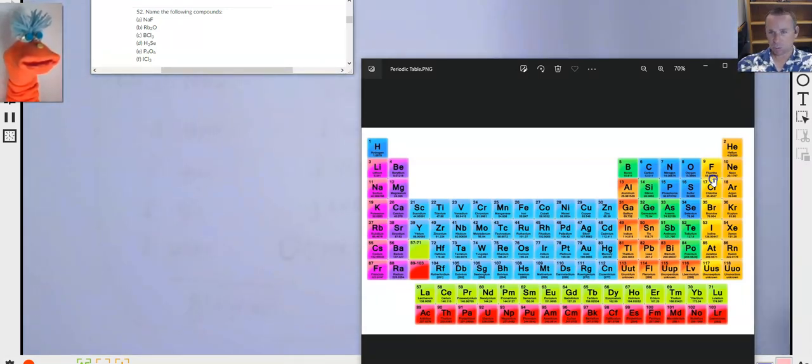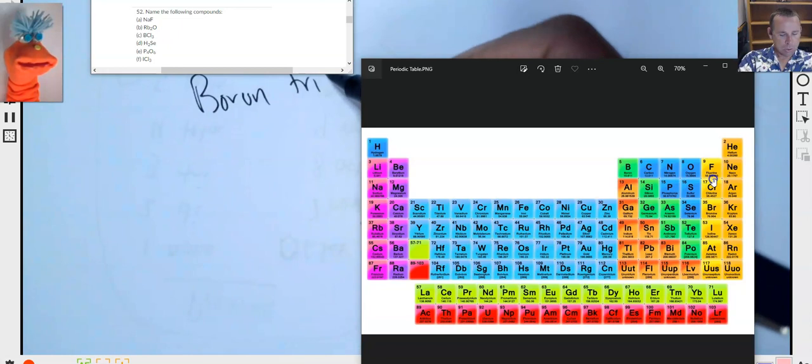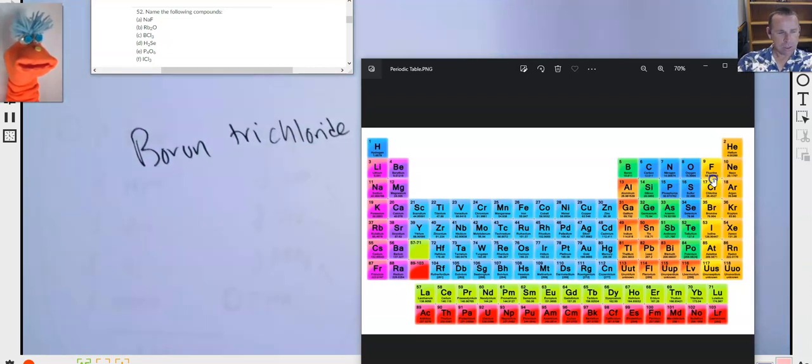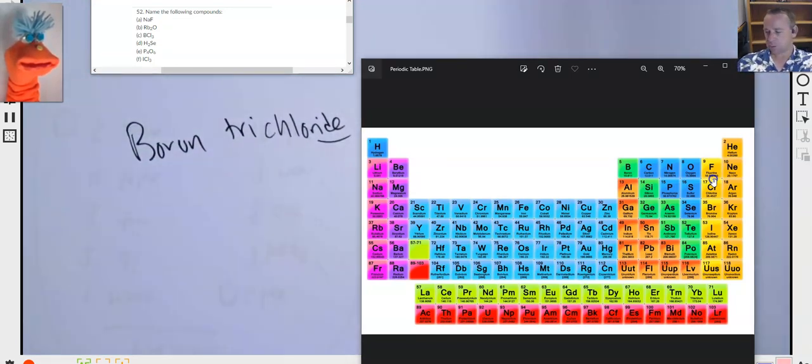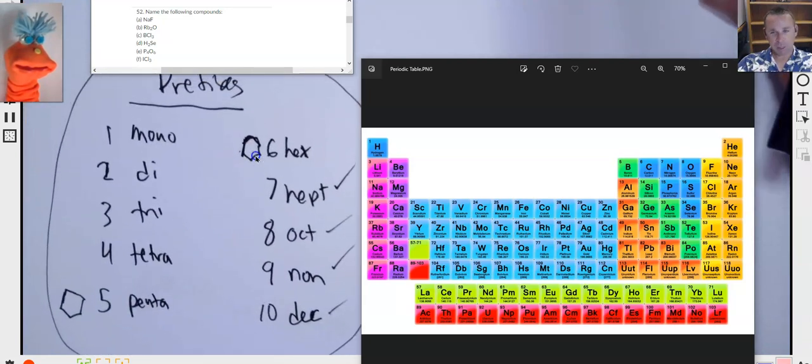Very good. We don't have to say monoboron. We can just say boron trichloride. Okay? And notice how when we did that, we didn't say boron trichlorine, right? We ended it in chloride. So the last suffix of the second element ends in ide. Okay, covalent compound. So we use the prefixes to help us know how many of different elements there are.